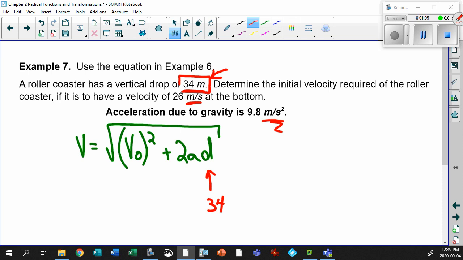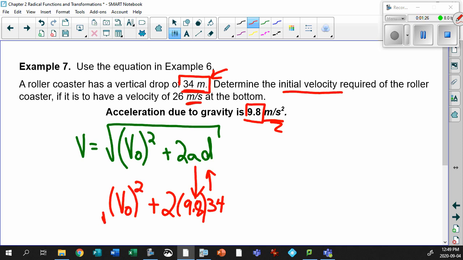Now, acceleration due to gravity is 9.8. So there's the 9.8. Beautiful. You need a 2 there. Perfect. V naught squared, what are you talking about? Well, that's what you're trying to find. What's the initial velocity? So there's your V naught squared. That's the guy you're going to solve for. This is all square rooted. And your velocity here at the bottom is 26 meters per second. So there's your 26. This makes it a little bit more interesting to solve.